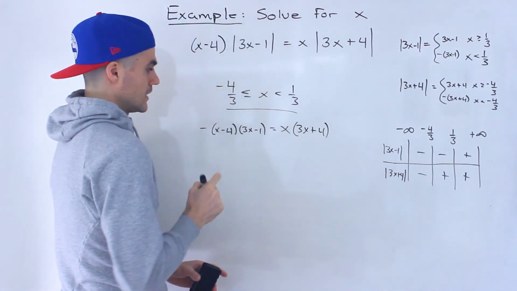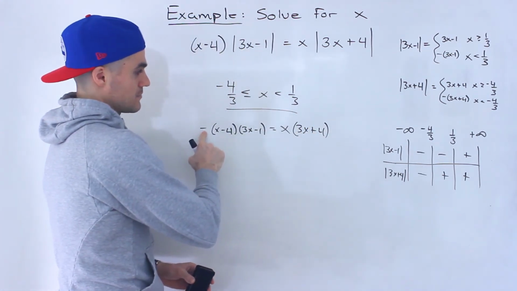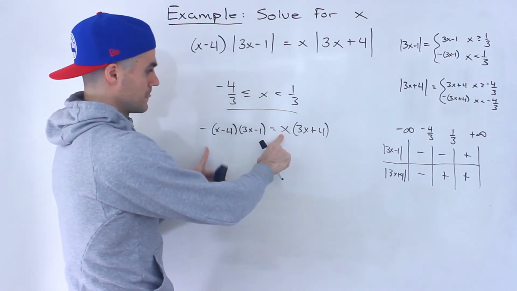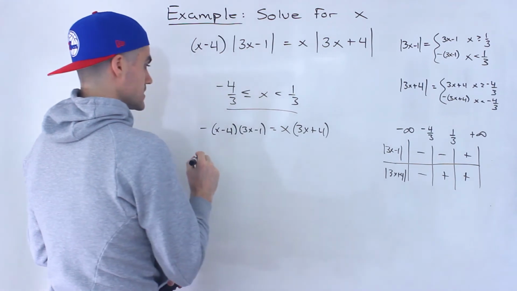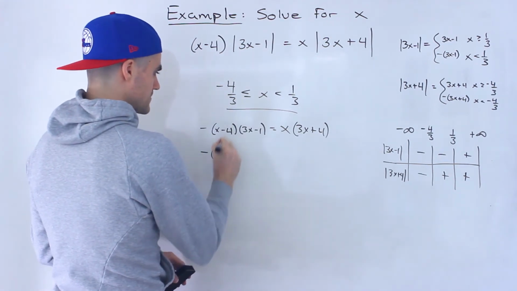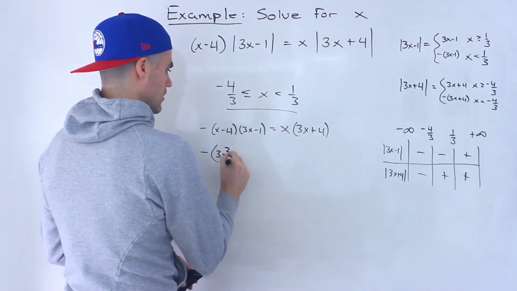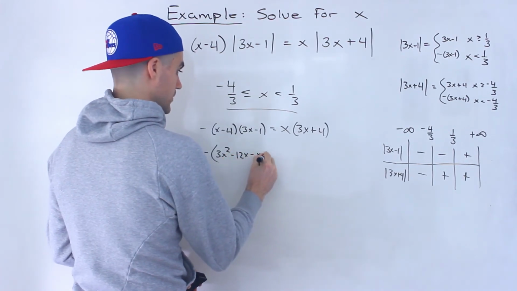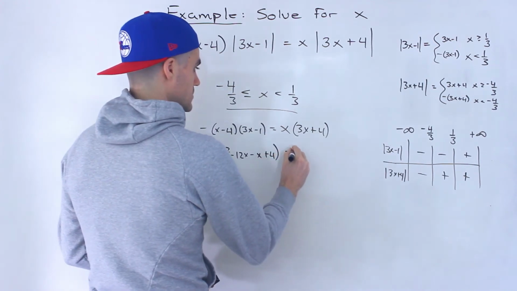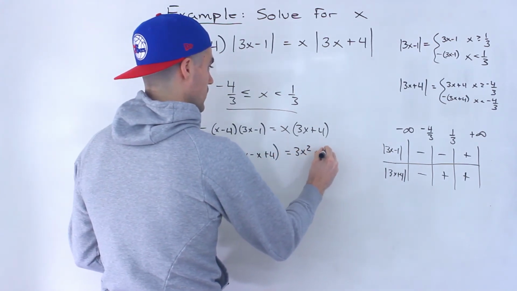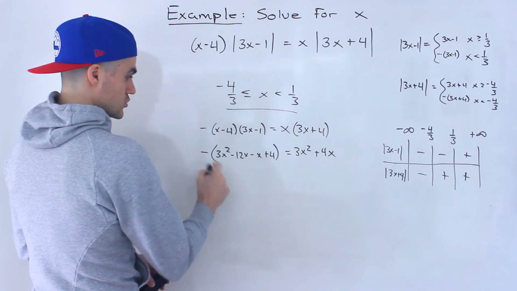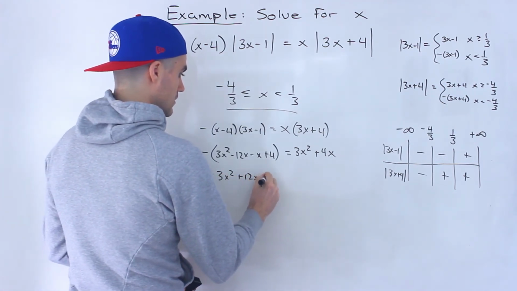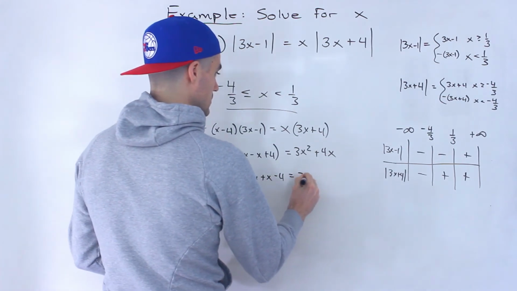Like that. So now this negative is important. We can't just cancel it out because there's no negative on that right side anymore. So what I'm going to do in this case is still expand this like we did before. 3x squared minus 12x minus x plus 4. And this would be 3x squared plus 4x. And then I'm going to distribute the negative inside the bracket. Change all the signs.